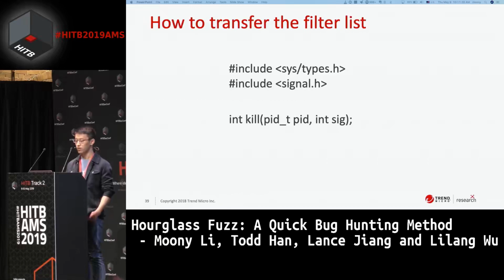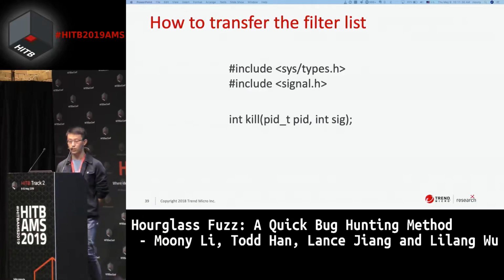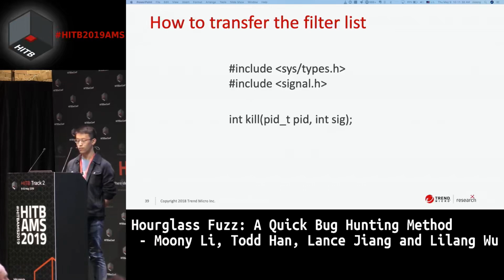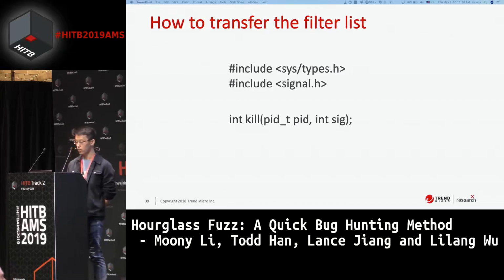But how to transfer the filter list to the kernel? As we all know, the kill function has two parameters. One is the process PID and the other one is the signal. After testing, we found that the value of the signal is between 0 and 64, but it cannot be a 32-bit or 64-bit address. However, we can use hexadecimal values to transfer data. So we can only use signal values from 0 to 15.